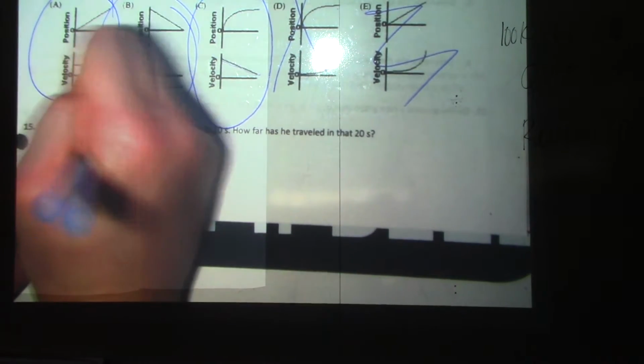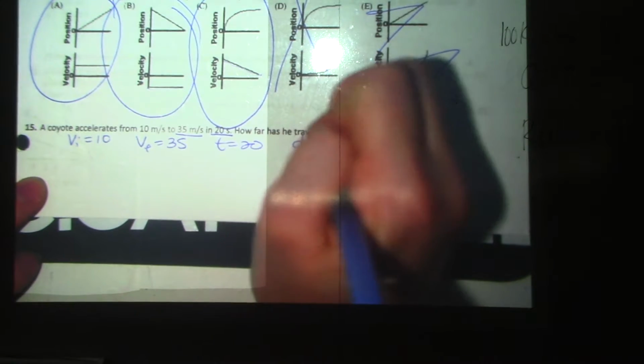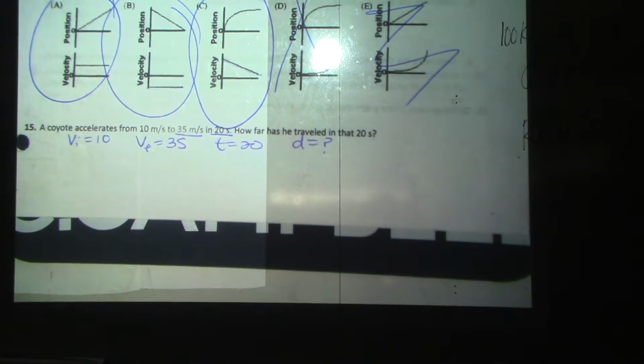A coyote accelerates from 10 meters per second, that's my initial velocity, to 35 meters per second, that's my final velocity, in 20 seconds, that's my time, and I'm looking for how far. Now, if you look for an equation that has those 4 letters, you're actually not going to find one. This is one of those 2-part ones. I'm going to have to find something first, and the thing I have to find first is acceleration.